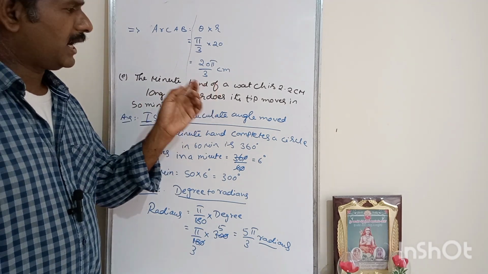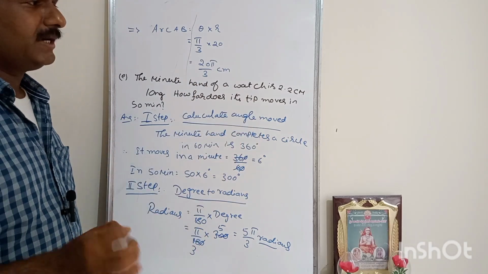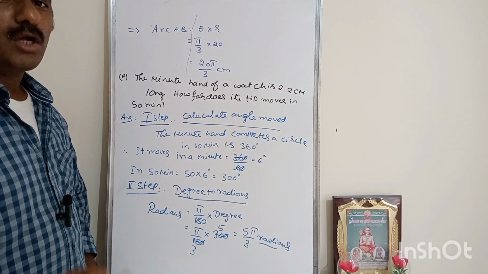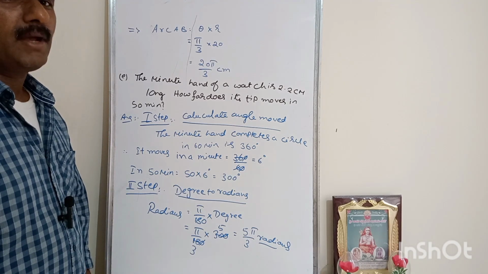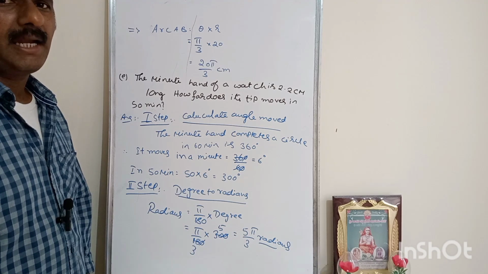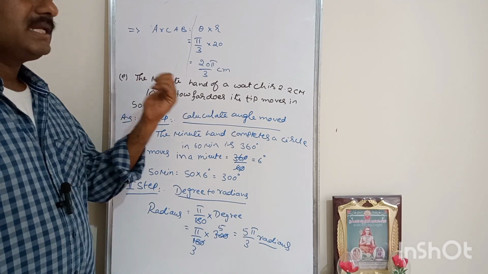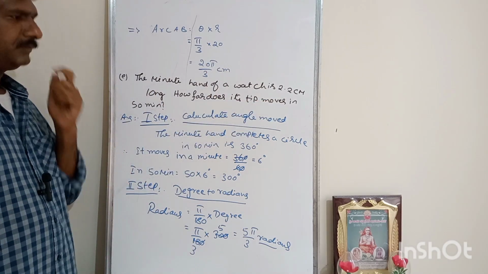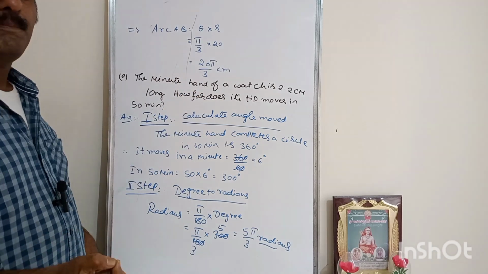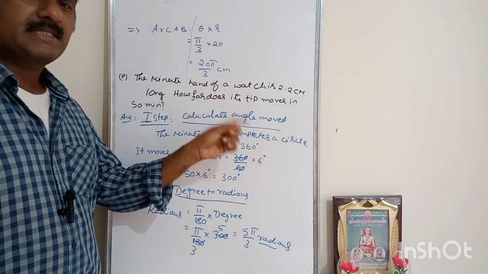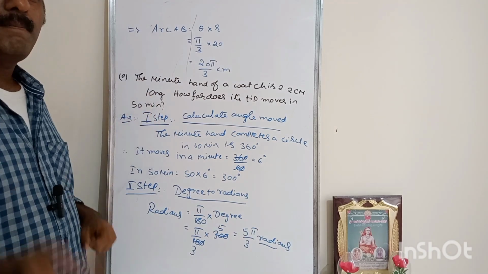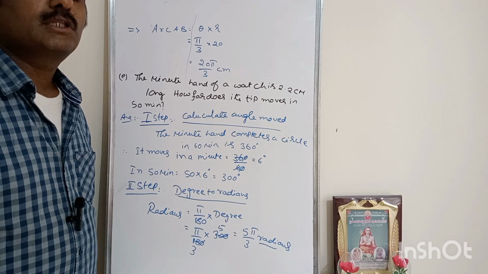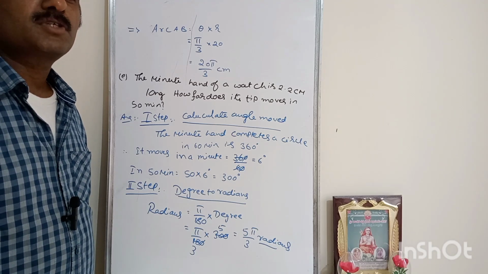The minute hand of a watch is 2.2 centimeters long. You have seen the watch. In that watch, there is a minute hand and a second hand. How far does its tip move in 50 minutes? In this problem, we have to follow 3 steps.